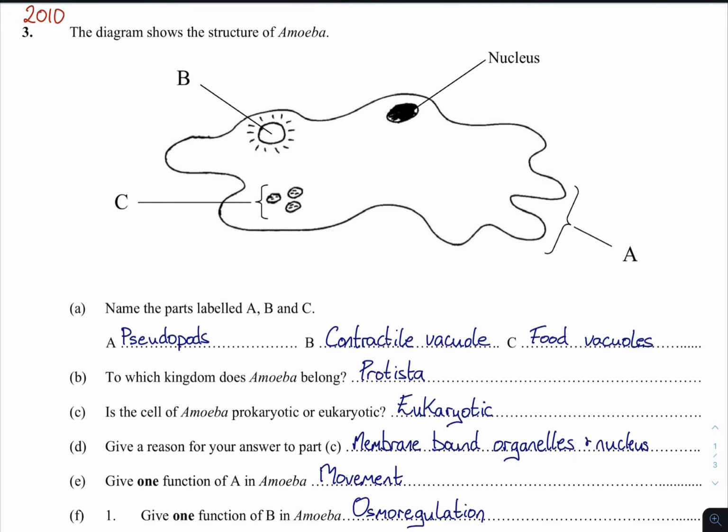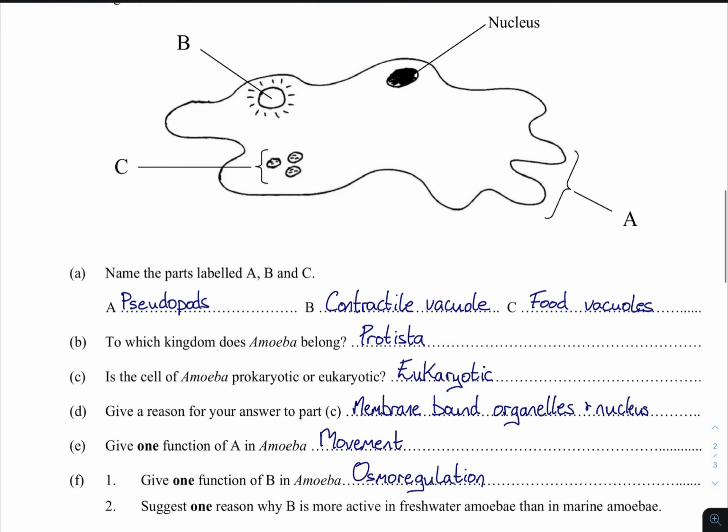Give a function for A. We said A was the pseudopods over here, also known as the false feet. They're used for movement. Sometimes they could be used to engulf their prey as well. Both were acceptable in the marking scheme. Movement obviously is the easier answer to go with.